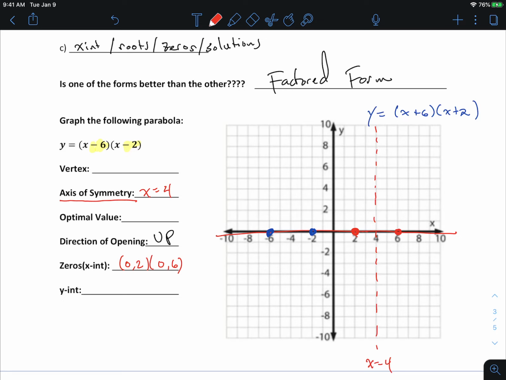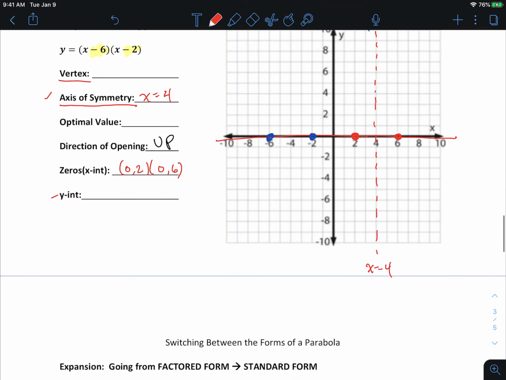Oh, I'm over one. Okay. Now, I know I still can't do this. Okay. This is good now.